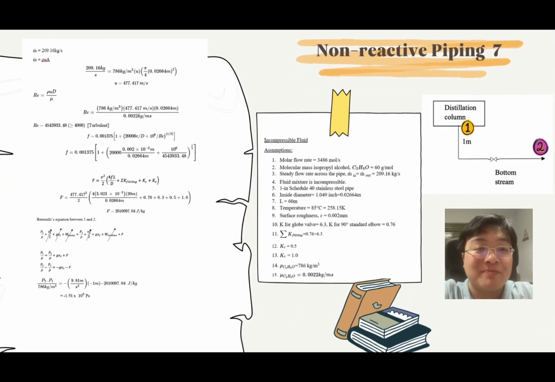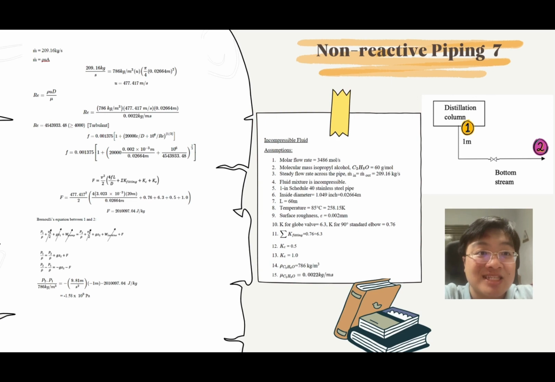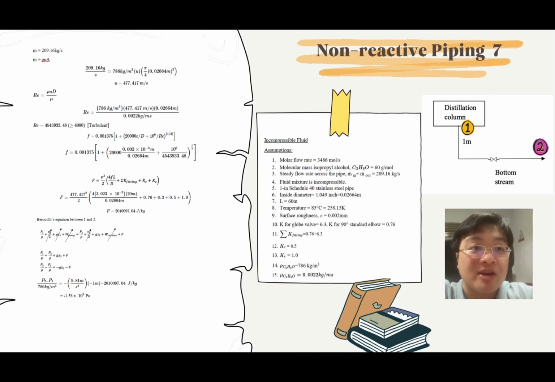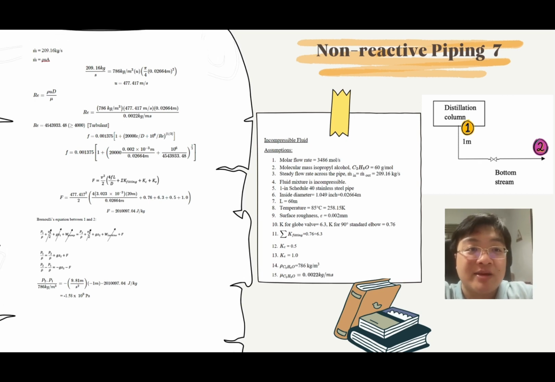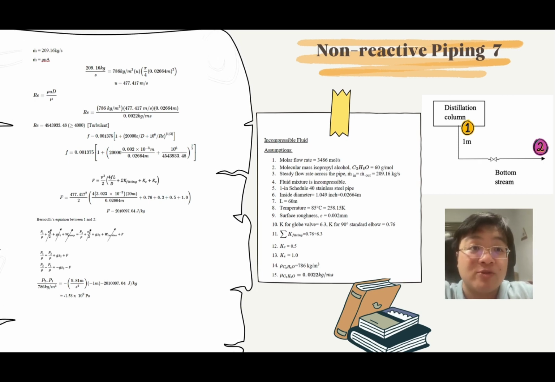And for non-reactive system piping number 7, you can see that this piping system only consists of one component, which is purely isopropyl alcohol. And you can see the pressure drop there. The negative sign indicates that P1 is greater than P2.